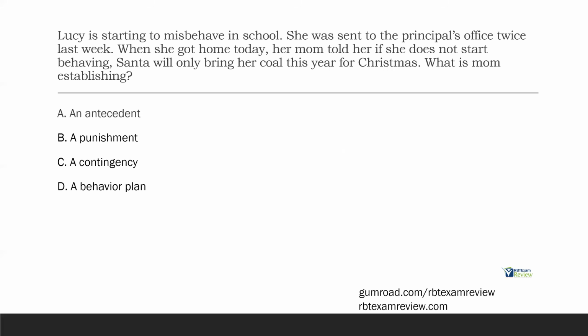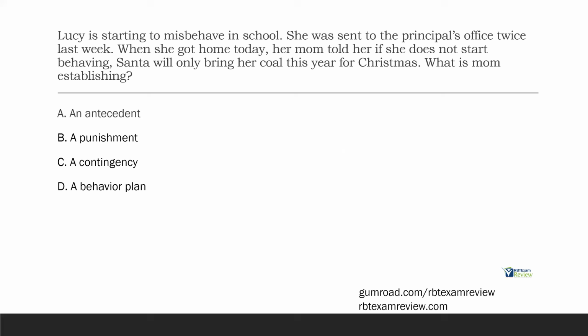Well, let's analyze it. Lucy's misbehaving. She got home today. Mom said, if you don't start behaving, then Santa will only bring you coal. What are the key words in that phrase? If and then. What do we know about if-then statements? What do we know about first-then statements? First you behave, then Santa brings presents. We know that's called what?